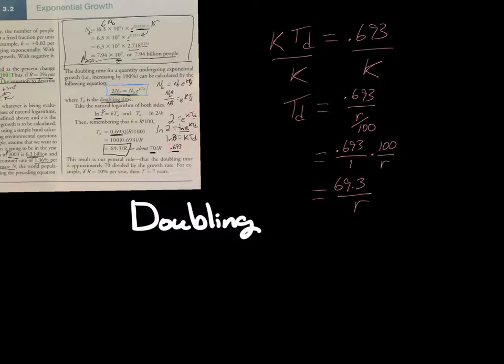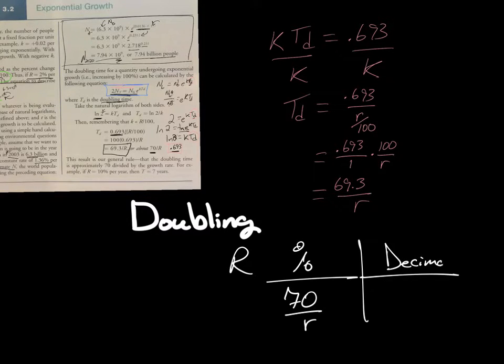So this is kind of a trick. It has to do with the math: if you wouldn't divide by 100, you would never get to 70, you'd get to 7. But in any case, that's not important. What's important is that you understand the rule of 70 works. If R is given to you as a percentage, then you're going to take 70 and divide it by R. If R is given to you as a decimal, then you're going to take 7 and divide it by R.